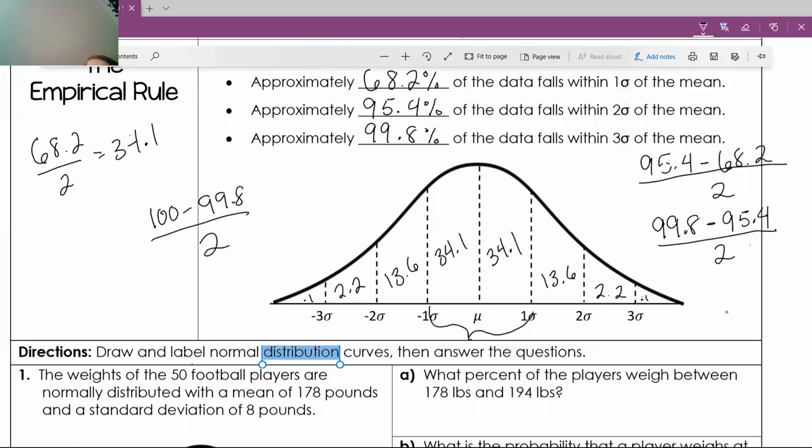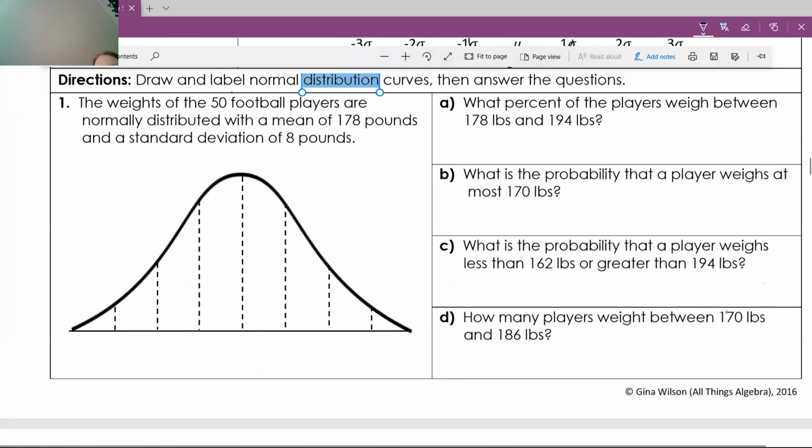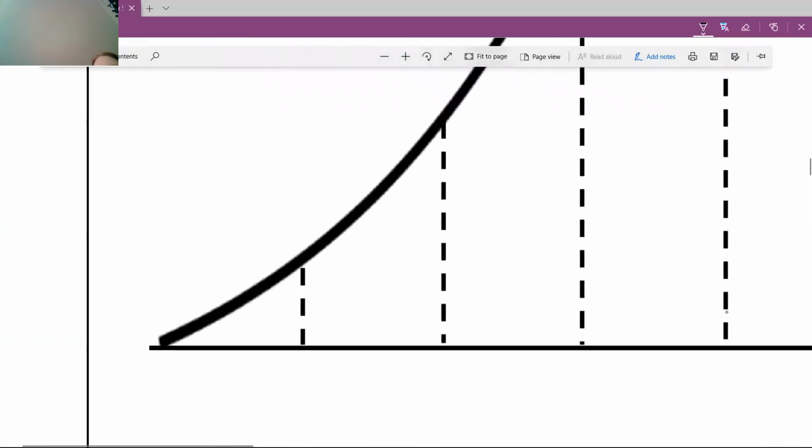These percentages under the curve never change. They're always going to be the same. 1 standard deviation below to the mean is always going to be 34.1%. Anything higher than 3 standard deviations away is always going to make up 0.1%. So let's do some questions with it. Start by filling in your percentages on the curve. We know they're always going to be the same.